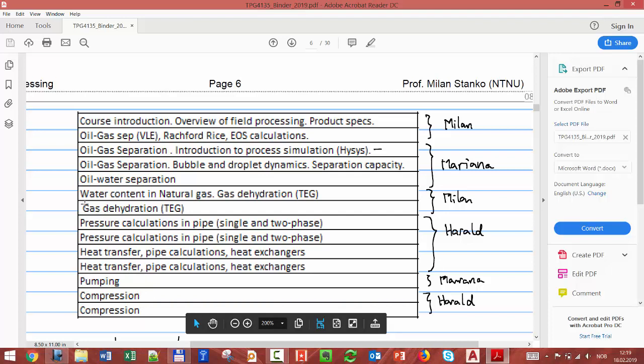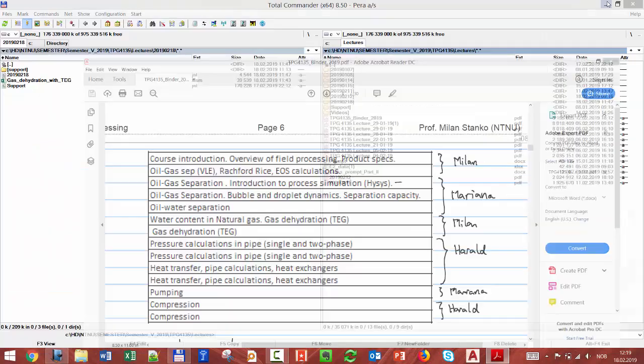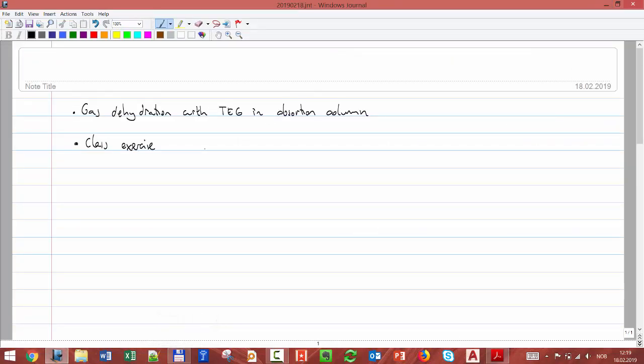Okay, so for now we are in this part here. The plan for today is first to get some theory about dehydration. How do we make it on a platform? It's typically made with what we call an absorption column, and it's usually made with triethylene glycol. And we are going to have a class exercise.